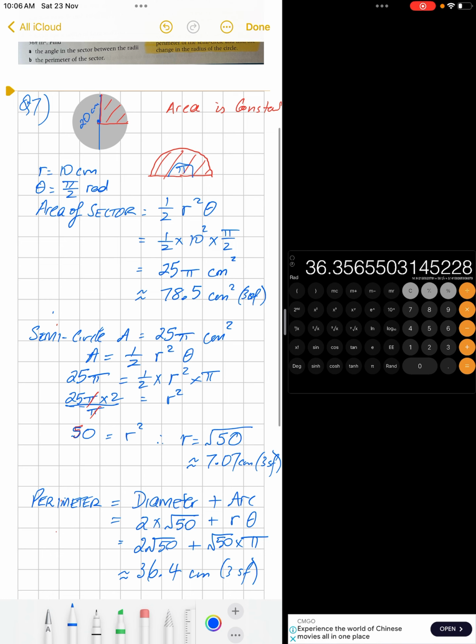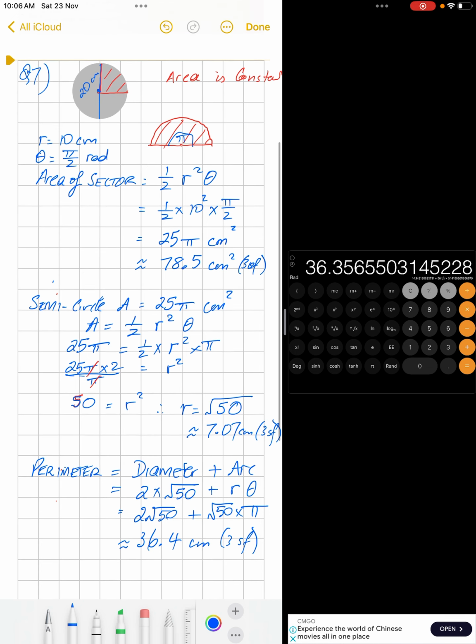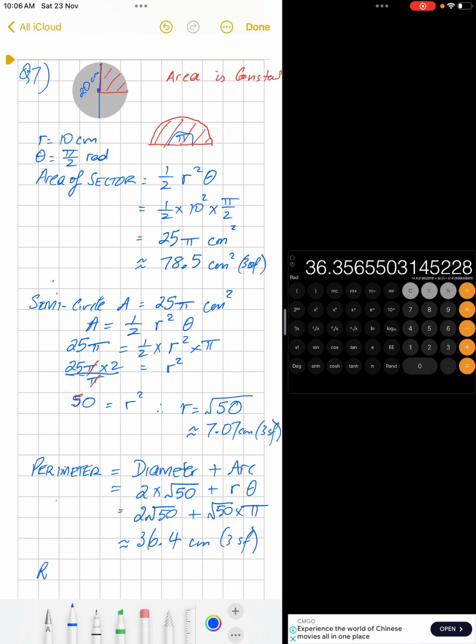Now finally the question did ask, find the change in the radius of the circle. So if it started out as 10 and it became a new radius of 7.07 to three significant figures, approximately, then that is a reduction. The radius reduced by 2.93 centimeters. It came down by 2.93 centimeters.